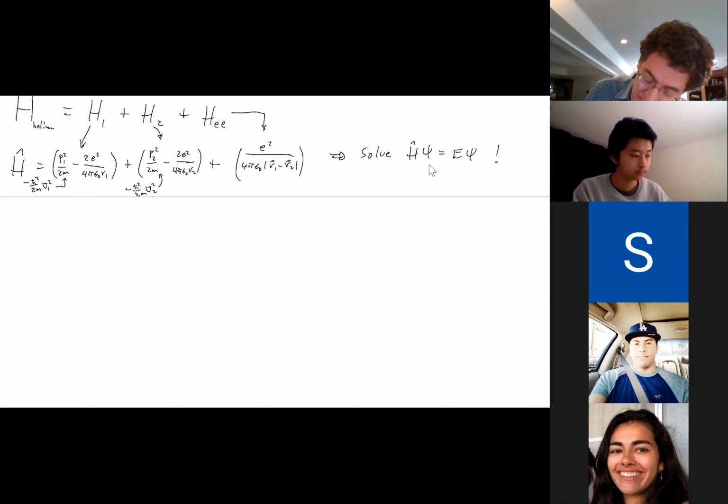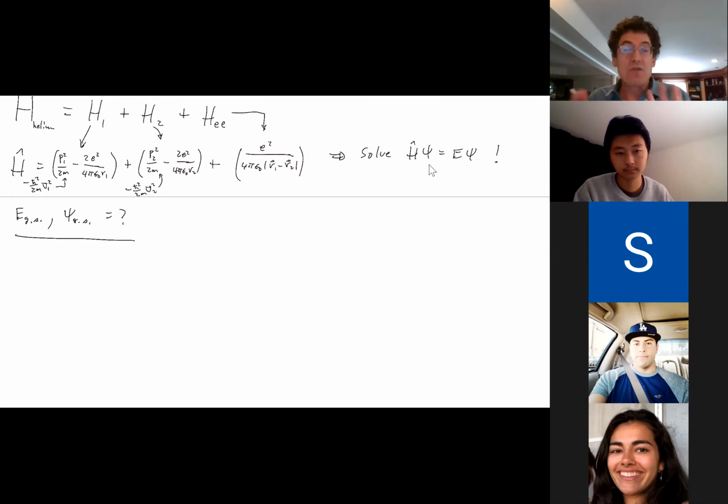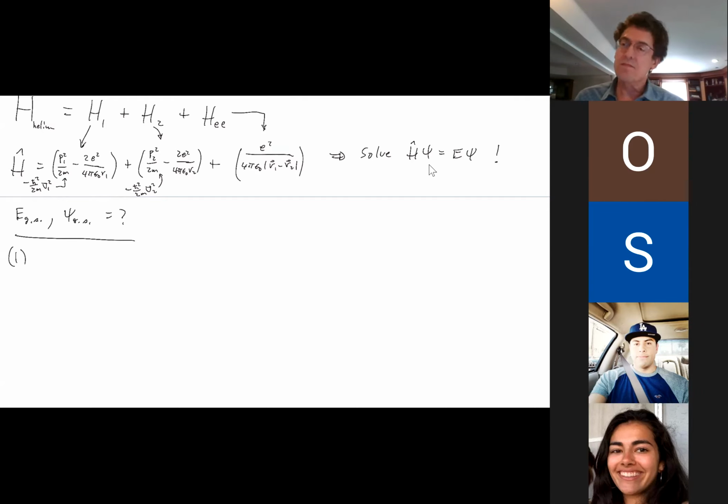I'm asking you a question. The question is, what is E ground state and psi ground state? This is my question to you. And how do you answer it? What's the first thing that you should do? Guess a wave function. Sure, we can guess a wave function, but before guessing a wave function, there's something even simpler. I think you're going through the variational principle, but I'm asking you, don't use the variational principle yet. Do the simplest thing that you've already learned in class. Maybe it's a trick question, but what is the simplest thing we could do?